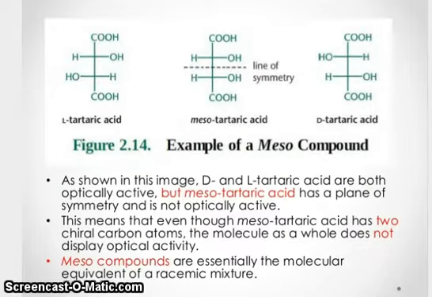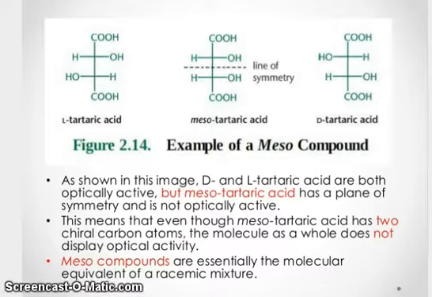Now look here: L-tartaric acid and D-tartaric acid. And now you can see meso-tartaric acid. There is a line of symmetry between the carbons. So, as shown in this image, D and L tartaric acid are both optically active, but meso-tartaric acid has a plane of symmetry and is not optically active.